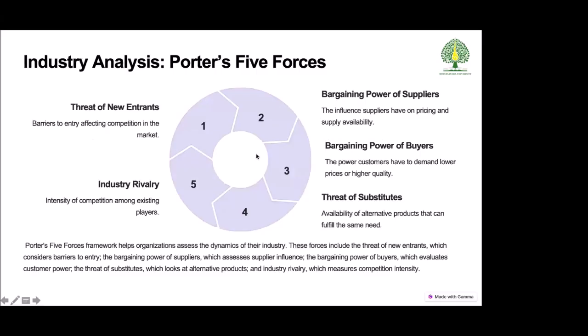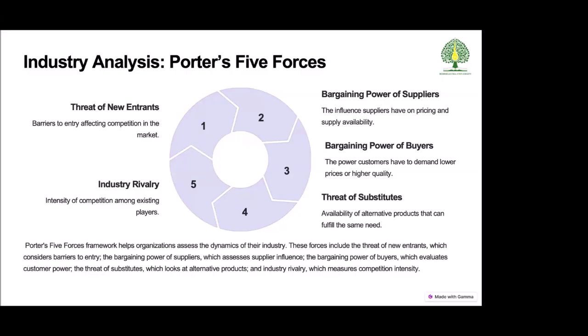And industry analysis: understanding the competitive landscape through frameworks such as Porter's five forces helps organizations assess the dynamics of their industry, including threats of new entrants, the barriers to entry that affect competition in the market. And bargaining power of suppliers, the influence suppliers have on pricing and supply availability.